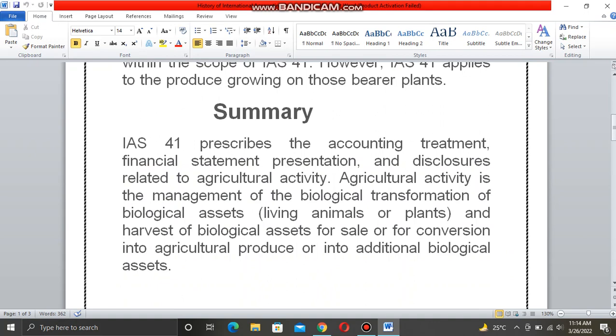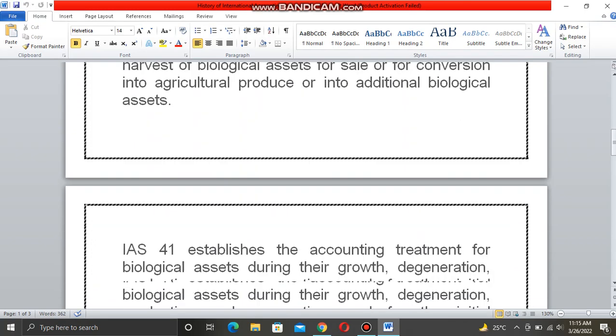Okay, a little bit of summary of IAS 41. IAS 41 prescribes the accounting treatment, financial statement presentation, and disclosure related to agricultural activities. Agricultural activity is the management of the biological transformation of biological assets, living animals or plants, and harvest of biological assets for sale or for conversion into agricultural produce or into additional biological assets.